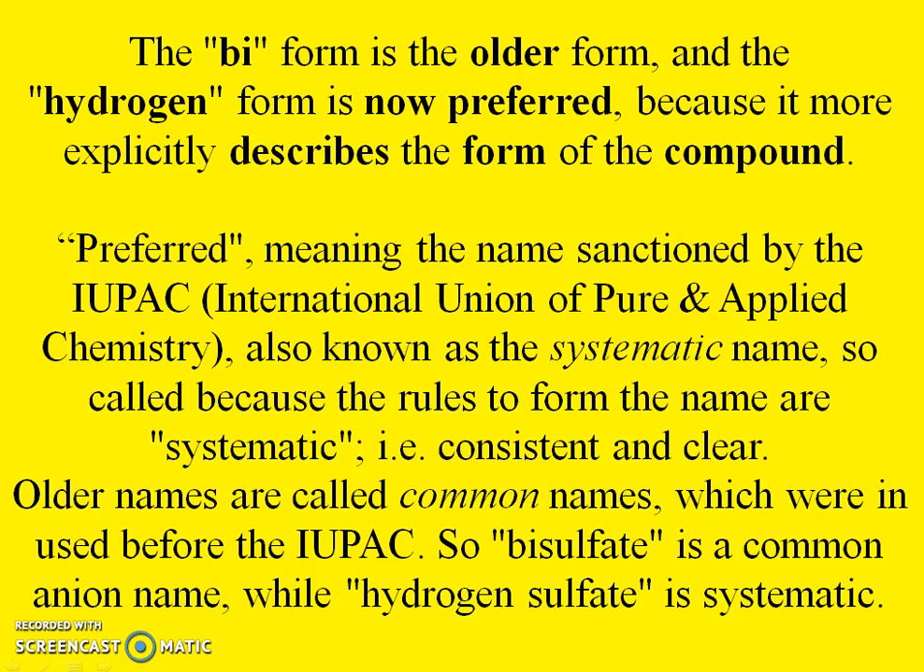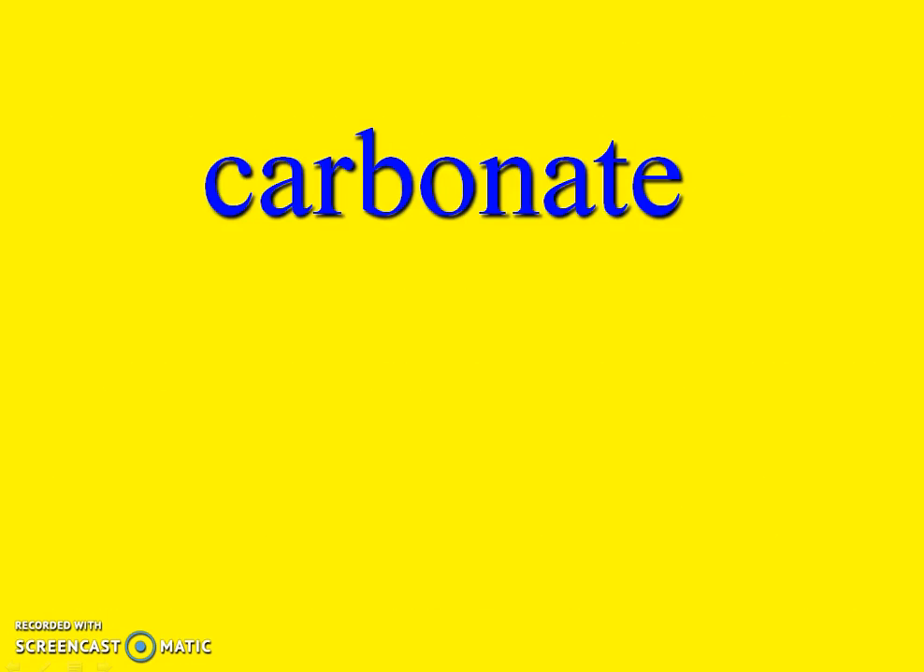The bi form is actually an older form, and the hydrogen form is now preferred because it actually describes the form of the compound. Well, they're going to call it a compound, but the structure of that polyatomic ion. If you'd like to read this information, you may pause the video. It talks about what "preferred" means and the IUPAC naming system of ions and compounds.